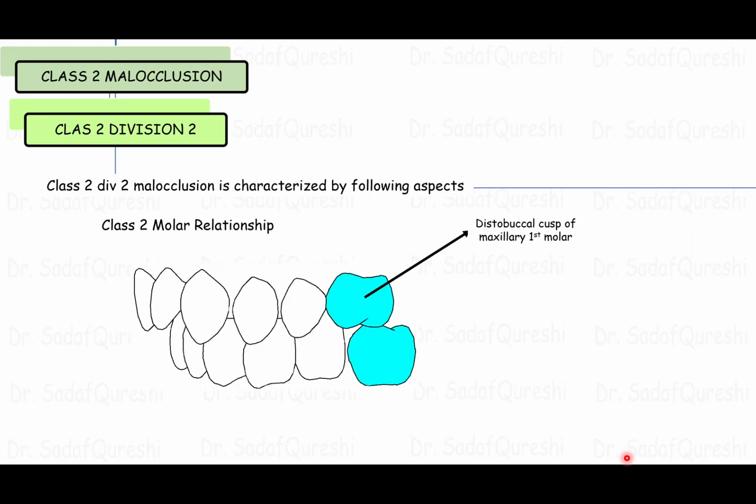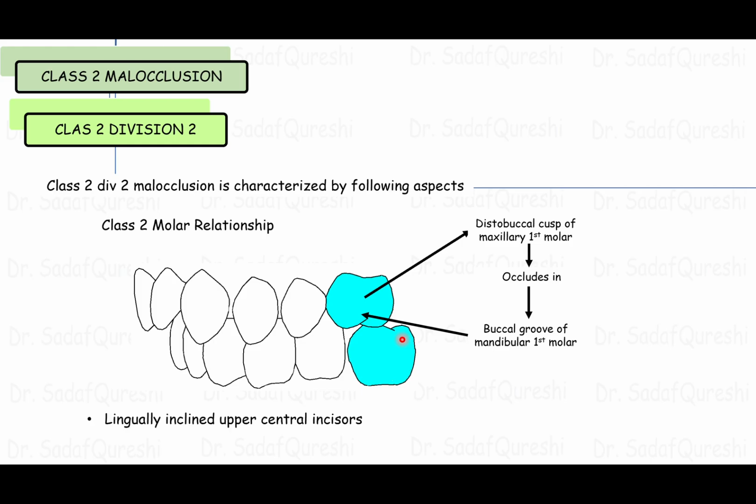So class 2 molar relationship is when the distal buccal cusp of the maxillary first permanent molar occludes in the buccal groove of the mandibular first permanent molar. This is the distal buccal cusp of the maxillary first permanent molar and this is the buccal groove of the mandibular first permanent molar. So this is the class 2 molar relationship in class 2 division 2 malocclusion. And the other thing that class 2 division 2 malocclusion should have is a lingually inclined upper central incisor and a buccally inclined upper lateral incisor that overlaps the central incisor.